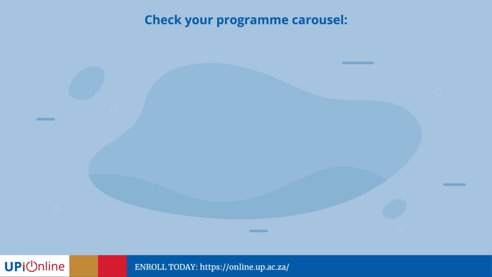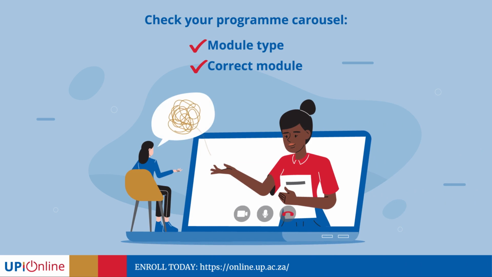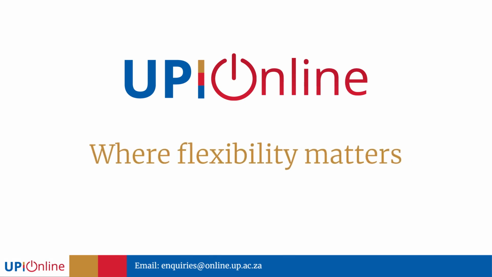Remember to check your program carousel and module type at the beginning of each module to ensure that you are enrolled in the correct module. If you have missed or failed a module, be sure to check in with your Student Success Coordinator to find out exactly when you can take the module again. The Carousel model is the way to go. Uponline, where flexibility matters.